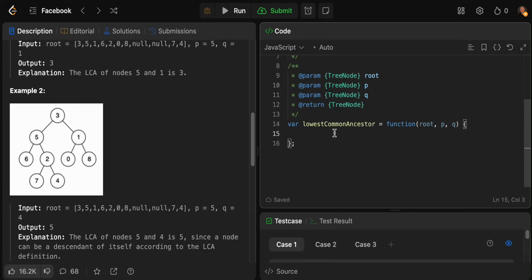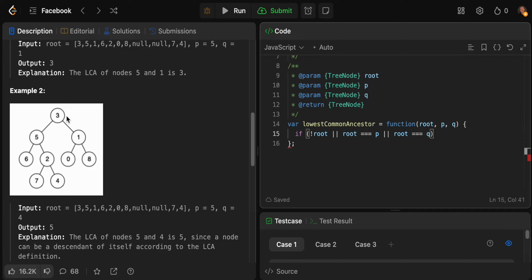So I'm going to write out the code right now just to show you. And then I'll explain what is going on. So if we don't have a root, this is a common way of breaking out of a recursive call. Also, if our root is equal to the P, or if our root is equal to our Q. These are the things that we want to look for and break out.